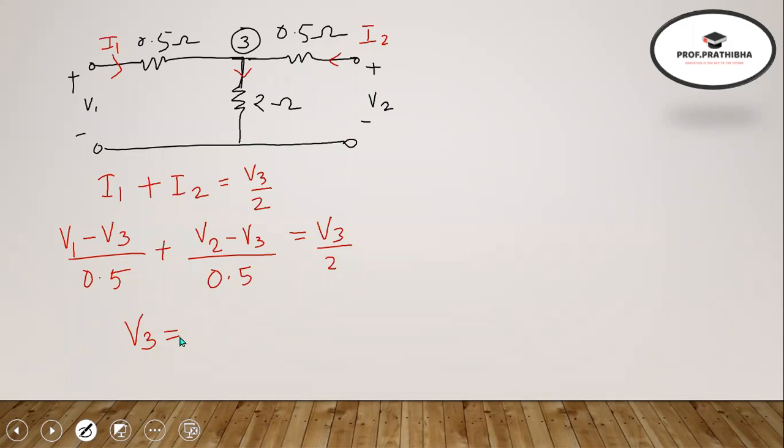V1 upon 1, where? Advait, could you unmute yourself and tell me? Ma'am, in the I1 equation, the first equation. Where is 1? Ma'am, can you just go to the previous slide? Acha, it's in the previous.